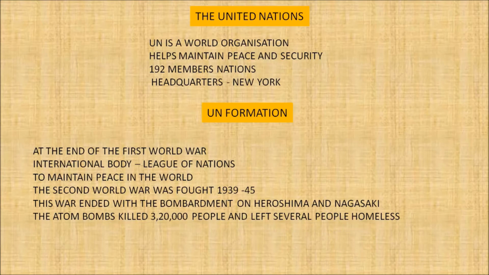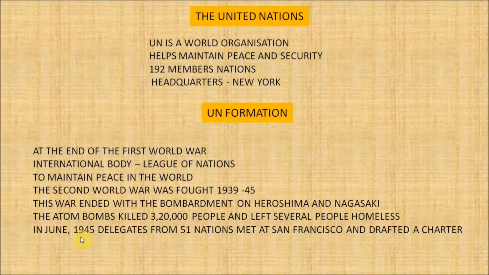Again, at the end of this war, the world leaders met and prepared a blueprint for the United Nations. And in June 1945, delegates from 51 nations met at San Francisco and drafted a charter for international peace. Thus, the United Nations organization was born.